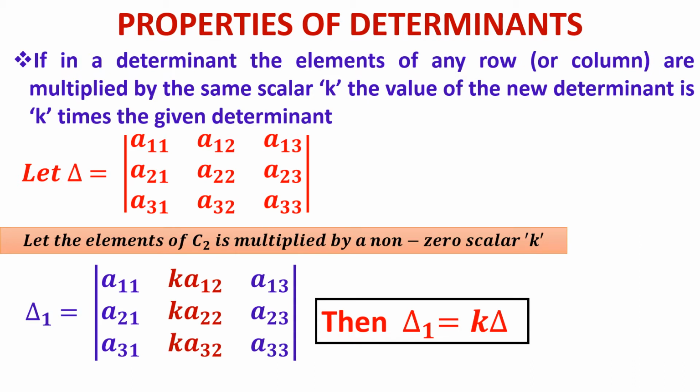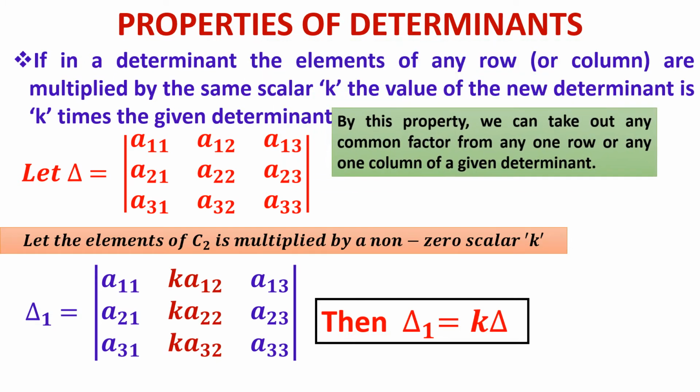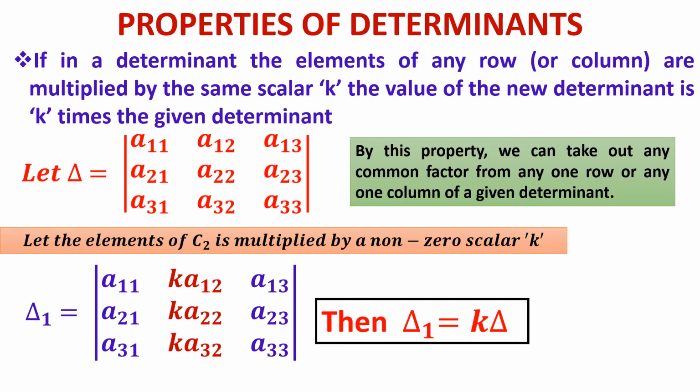Now, you remember this. This idea will be highly used for simplifications. You can think of it the other way also. When I multiply by a number, the determinant value will get multiplied. The same thing, we can use it in the same way, that from any row or any column, we can take a common non-zero number outside for our convenience. By this property, we can take out any common factor from any one row or any one column of a given determinant. It is highly useful for us in doing some problems.